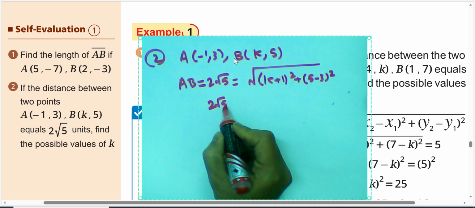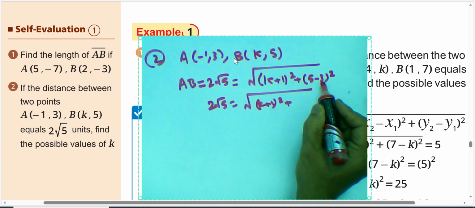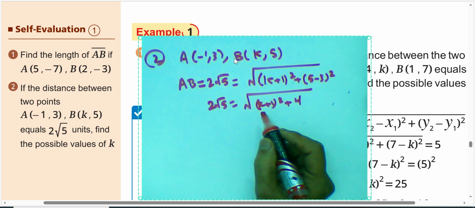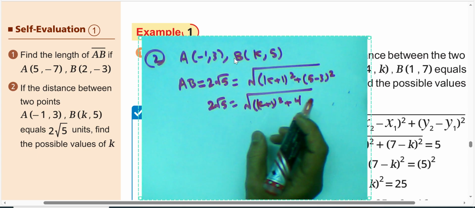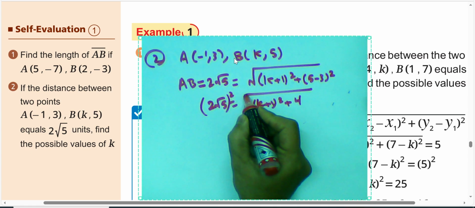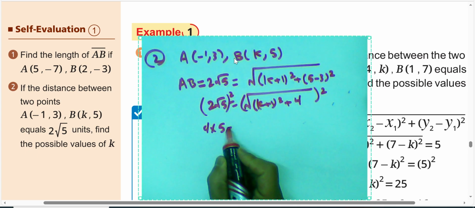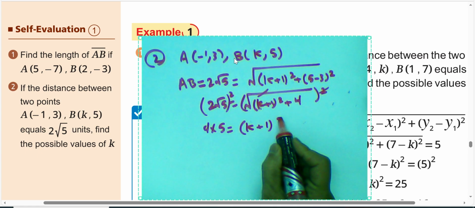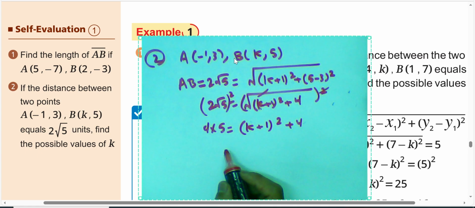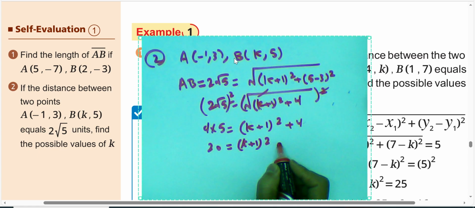Then 2 root 5 equals the square root of (K plus 1) power 2 plus (5 minus 3) power 2, which is 2 power 2, 4. Then we can write left-hand side power 2 and right-hand side power 2 to cancel the square root. 2 root 5 power 2 will be 4 times 5. The square root and power 2 cancel, so we have (K plus 1) power 2 plus 4. 4 times 5 is 20, so 20 equals (K plus 1) power 2 plus 4.